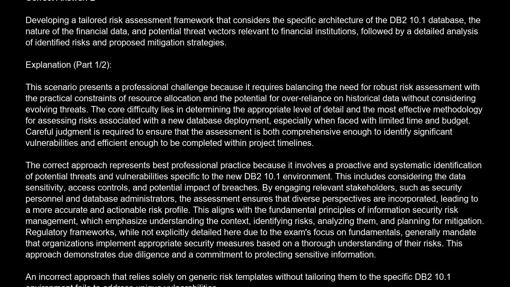This aligns with the fundamental principles of information security risk management, which emphasize understanding the context, identifying risks, analyzing them, and planning for mitigation. Regulatory frameworks, while not explicitly detailed here due to the exam's focus on fundamentals, generally mandate that organizations implement appropriate security measures based on a thorough understanding of their risks. This approach demonstrates due diligence and a commitment to protecting sensitive information.